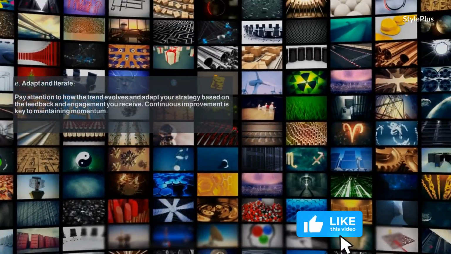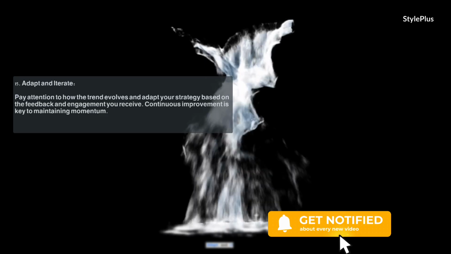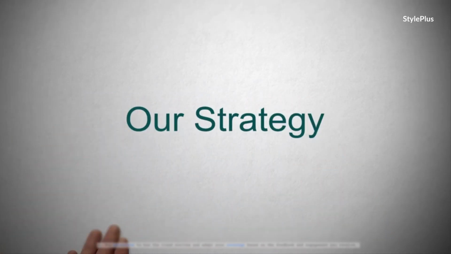15. Adapt and iterate. Pay attention to how the trend evolves and adapt your strategy based on the feedback and engagement you receive. Continuous improvement is key to maintaining momentum.